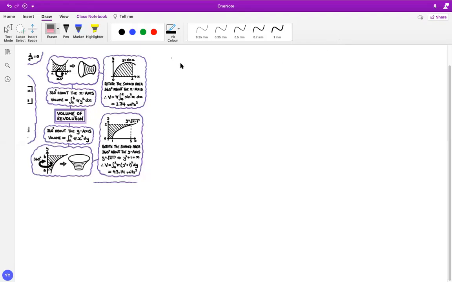Now, when you are finding the area bounded by two graphs, let's say the function f of x is here and the function g of x is here, and you want to find the area bounded by both the graphs. In that case, what you do is first find the intersection points, A and B, either using technology or manually.